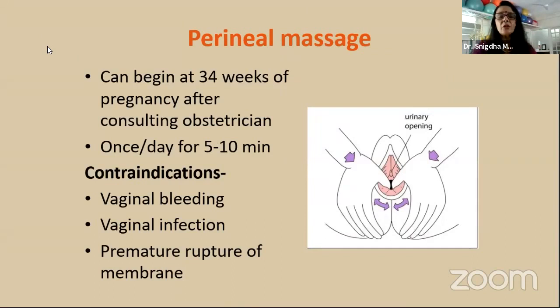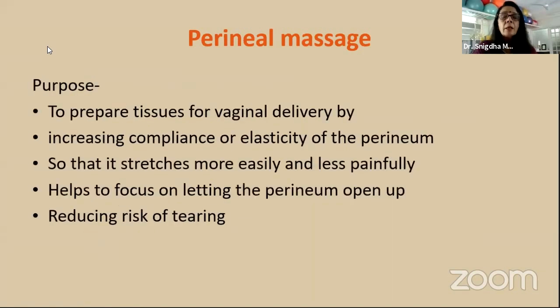When they're at about 34 weeks of pregnancy, after they consult and the obstetrician gives permission, I teach them perineal massage. So perineal massage should be done once a day and for about 5 to 10 minutes. Contraindications are vaginal bleeding, infection. The purpose of this perineal massage is to prepare tissues for vaginal delivery by increasing the compliance or elasticity of the perineum so that it stretches more easily and less painfully, helps to focus on letting the perineum open up during labor and reducing the risk of tearing. And this perineal massage, according to my experience, has helped many a woman have a more comfortable second stage.